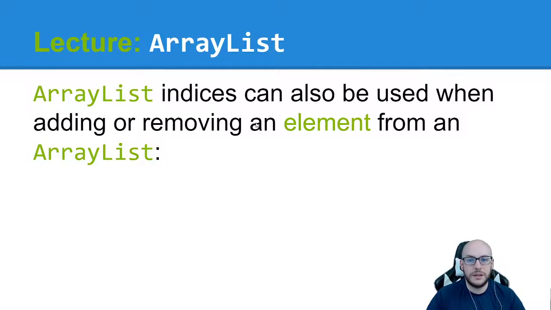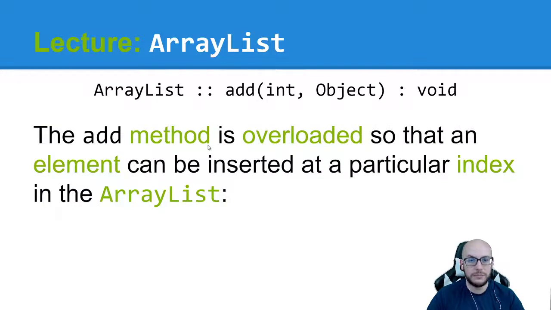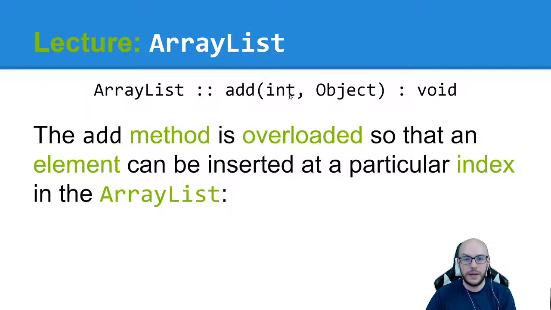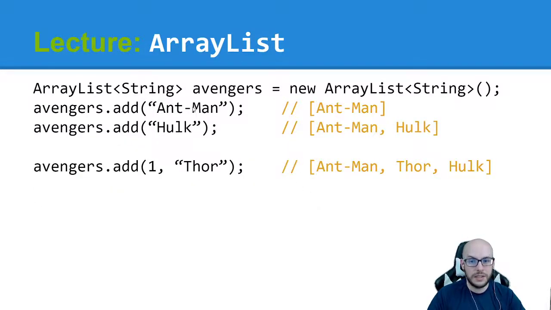So array list indices can be used when adding or removing an element from an array list. Here we see add. Well, we just had an add. So add is overloaded. This version takes in an integer as well as an object. A reminder that the add that we just saw only took in an object. The add that we know so far takes in just an object and it tacks it on to the end. This particular add takes in an int. That's an index on where you want to add it.